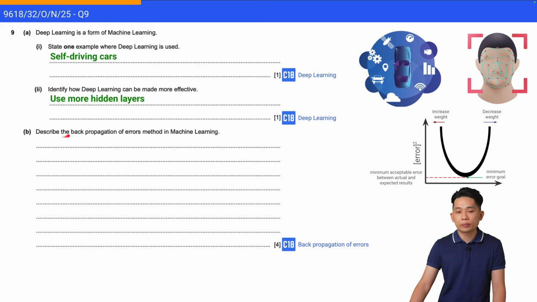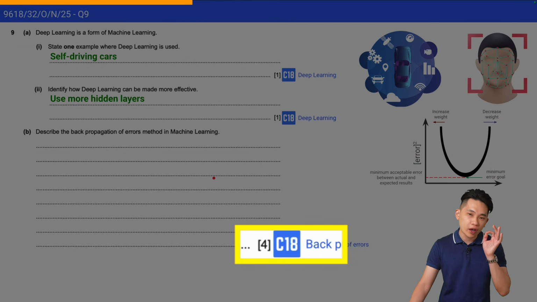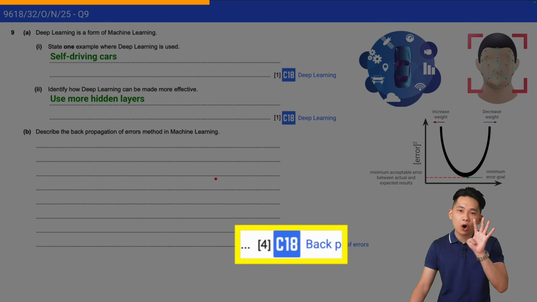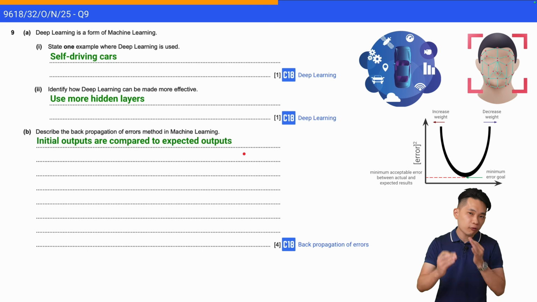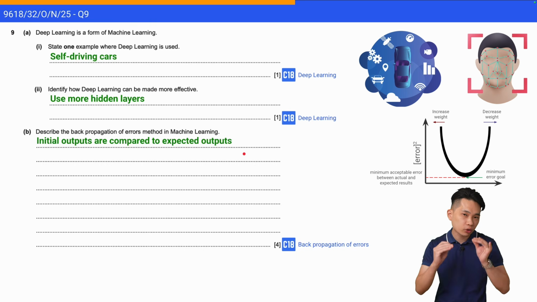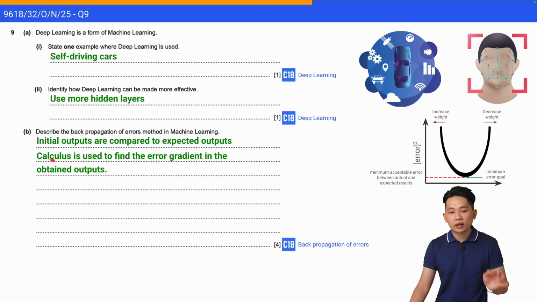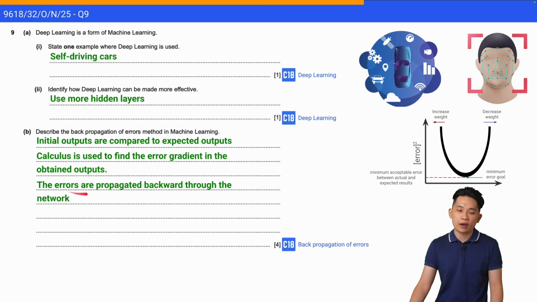Next, describe the backpropagation of errors method in machine learning. This is a 4 marks question, so we have to write at least 4 points or statements for this question. We can start with initial outputs are compared to expected outputs. This allows us to calculate how far the model's prediction is from the correct answer. And then calculus is used to find the error gradient in the obtained outputs. And then the errors are propagated backward through the network.